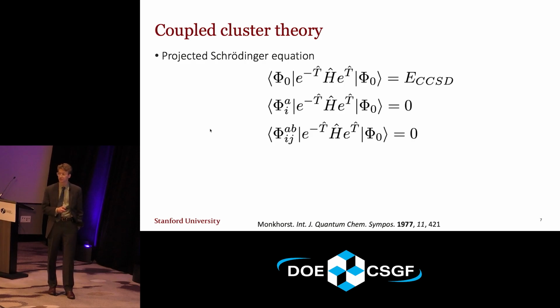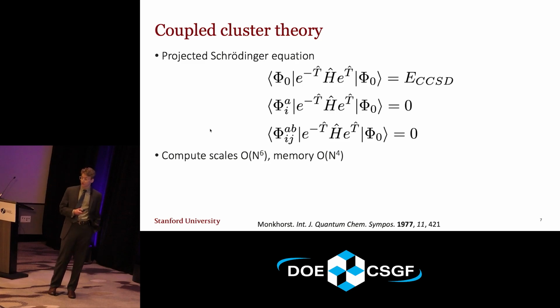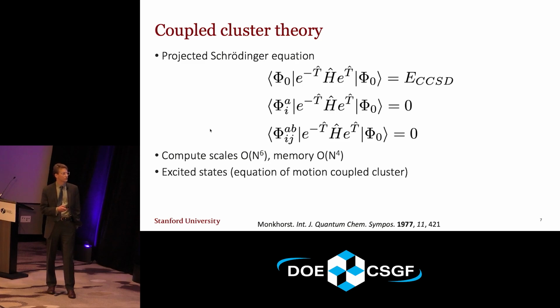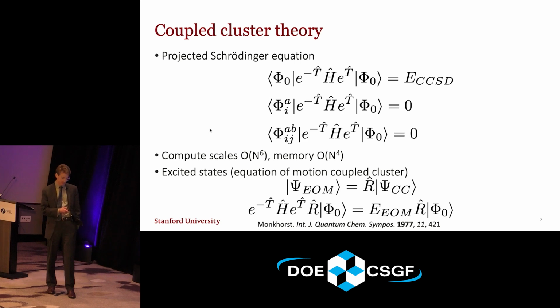The iterative solution of this set of equations has a compute cost that scales like N^6 with system size, and a memory cost that scales like N^4. So this is the storage of that doubles amplitude tensor. If we're interested in photochemistry, which we will be at the end of this talk, we also need to target electronic excited states. We can do this through the equation of motion coupled cluster framework, where we essentially diagonalize this similarity transformed Hamiltonian with a cost that scales the same as the underlying coupled cluster method.